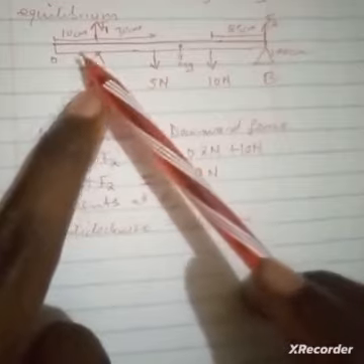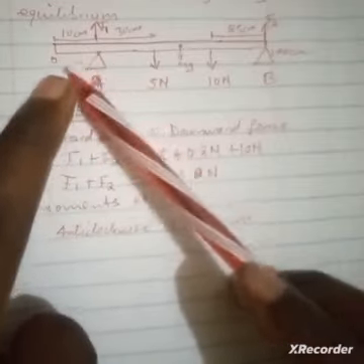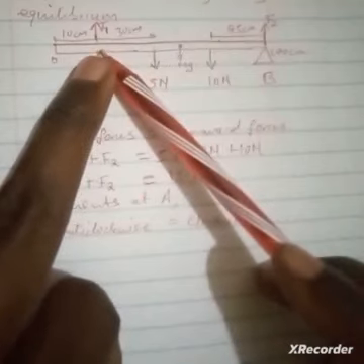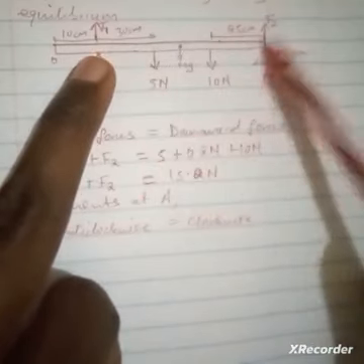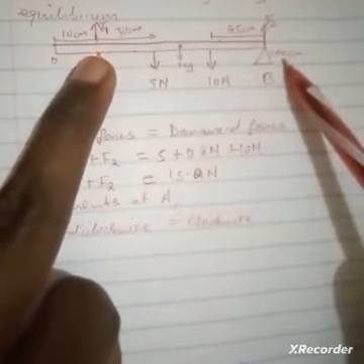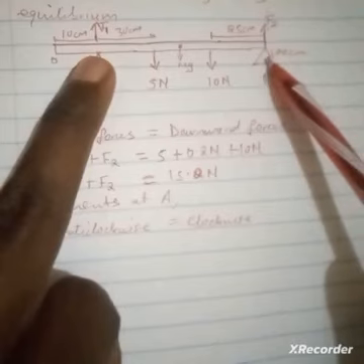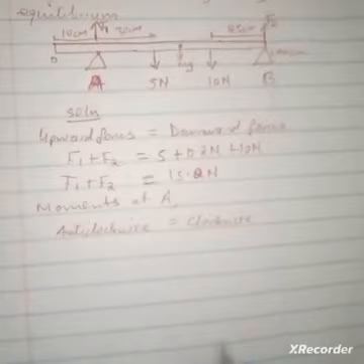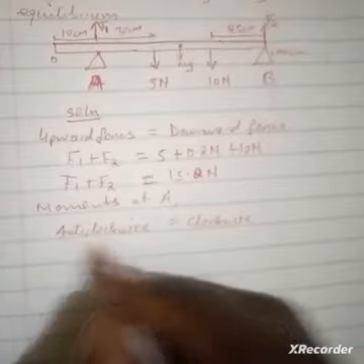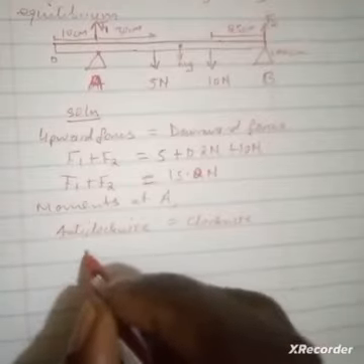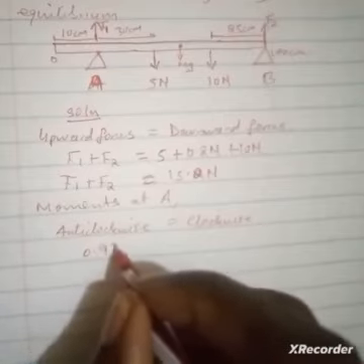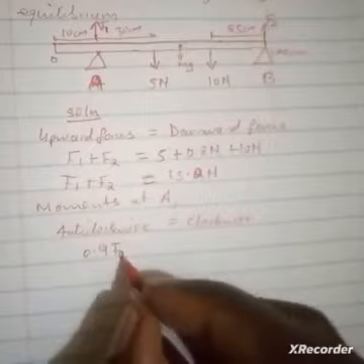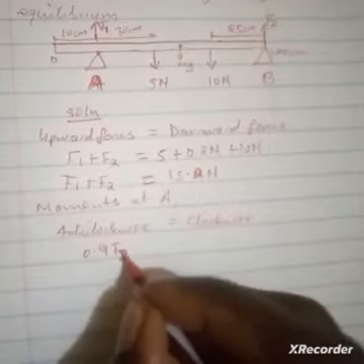the pivot at A is 10 centimeters away from the origin, and the distance from the pivot to the other end where F2 acts is 100 minus 10, so that becomes 90. Now into meters, the anticlockwise moment is 0.9 F2, because we are taking moments at point A.